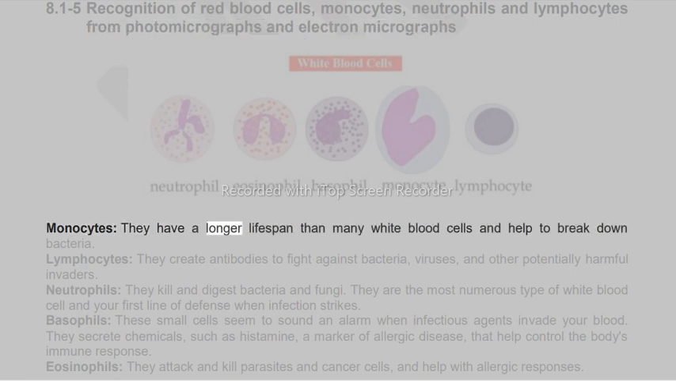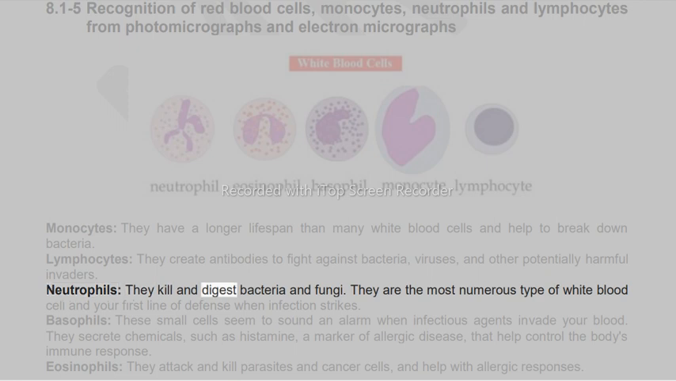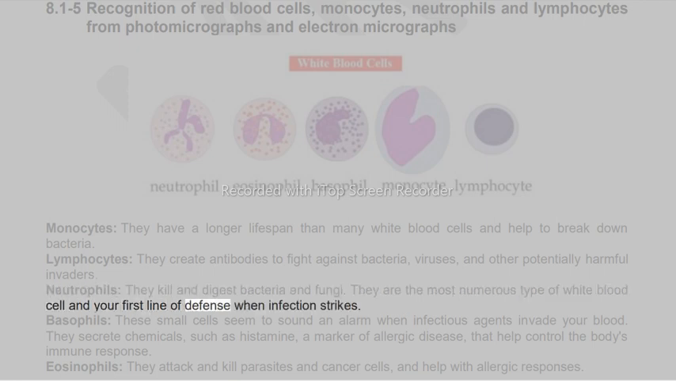Monocytes. They have a longer lifespan than many white blood cells and help to break down bacteria. Lymphocytes. They create antibodies to fight against bacteria, viruses, and other potentially harmful invaders. Neutrophils. They kill and digest bacteria and fungi. They are the most numerous type of white blood cell and your first line of defense when infection strikes.